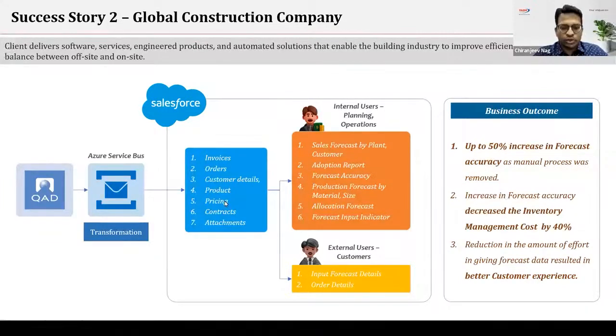Once the order information and other relevant information were captured in the Salesforce system, then using algorithms, different types of reports were generated. The first report was the sales forecast report by plants and by customers. And there were a few other reports like the adoption report, forecast accuracy report, allocation report, and forecast input indicator reports.